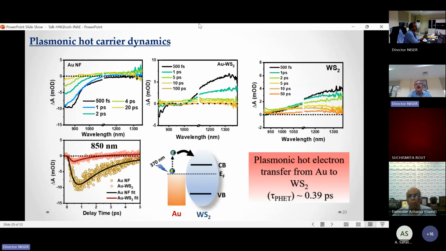But when you put WS2, this intensity drastically reduced. You can see in the next curve there is a huge positive band increasing compared to WS2. You can see the WS2 is also there in the NIR region. So we monitored the kinetics at the plasmonic position, where you can see that the intensity at 850 nanometer in the presence of gold drastically reduced, and we are attributing this to the plasmonic hot electron transfer from gold to WS2, which we determined as 390 femtosecond, equivalent to 13.39 picosecond.